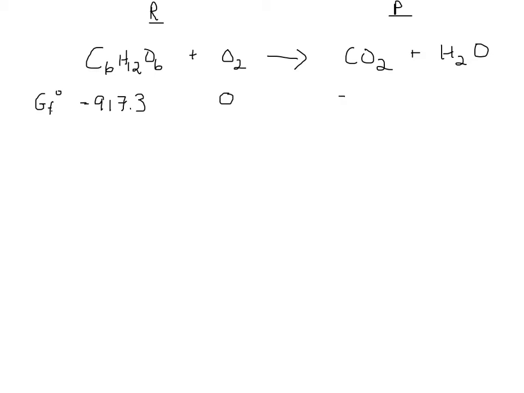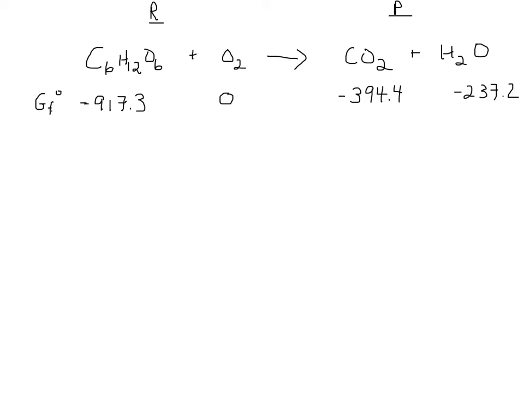Carbon dioxide is negative 394.4. Water is negative 237.2. I'm not writing the units in just to keep the screen a little simpler to look at, but if I was doing it by paper, I would include the units, and the units here are kilojoules per mole. To account for balancing the chemical reaction, which you have to do in order to do these calculations, you have to balance the reaction and then you have to apply that balancing to the math.